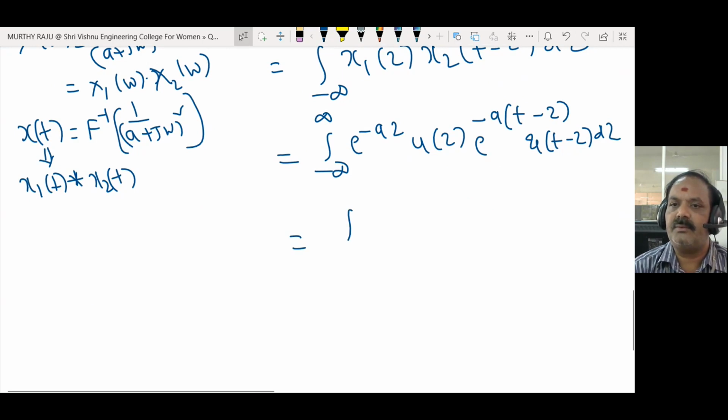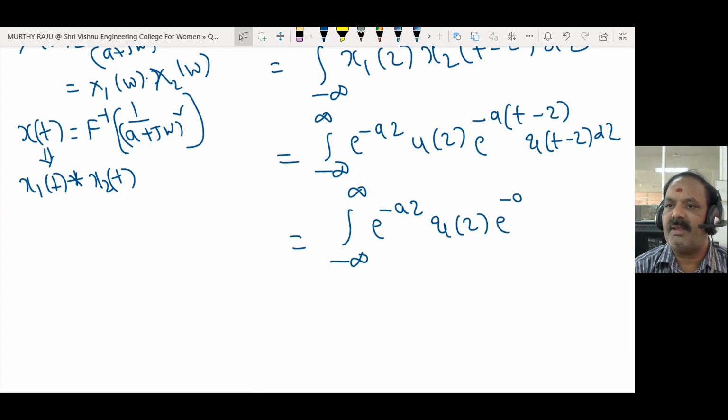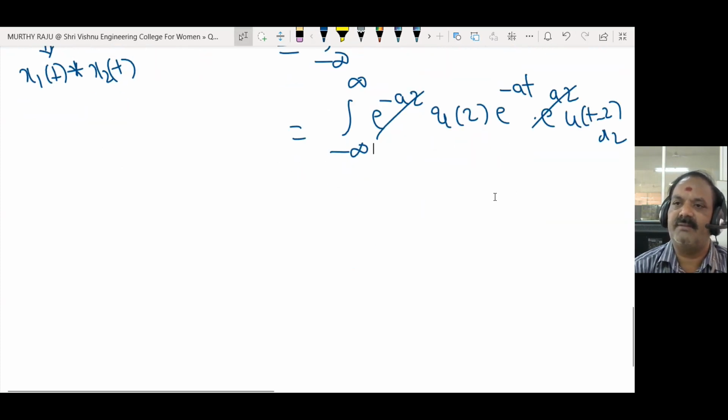That is equal to the integral from minus infinity to plus infinity of e power minus a tau, u of tau, e power minus at, e power a tau, u of t minus tau d tau. E power minus a tau and e power a tau, these two are cancelled. That value is 1.